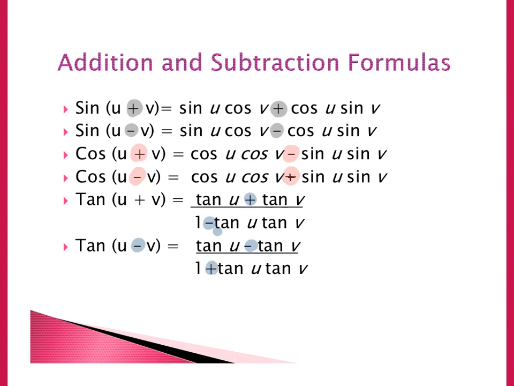So for me, easiest thing to do is figure out your pattern. Sine is sine, cosine, cosine, sine. Cosine is cosine, cosine, sine, sine. Remember if it matches the sign or doesn't. So sine matches, cosine's the opposite. And then tangent is always the match in the top and then the opposite with the product in the bottom. But you need to have these memorized.